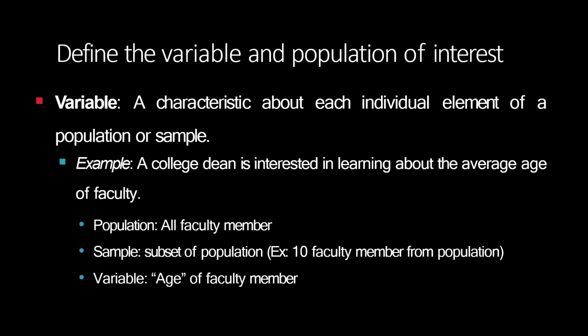For example, age keeps on changing, climate, seasons, and food habits. Everything keeps on changing. And to be specific, a variable is a characteristic about each individual element of a population or sample. So you are going to study each individual in the sample or in the whole population. Say you're going to research the average age of faculty members in an institution. That is the example given here.